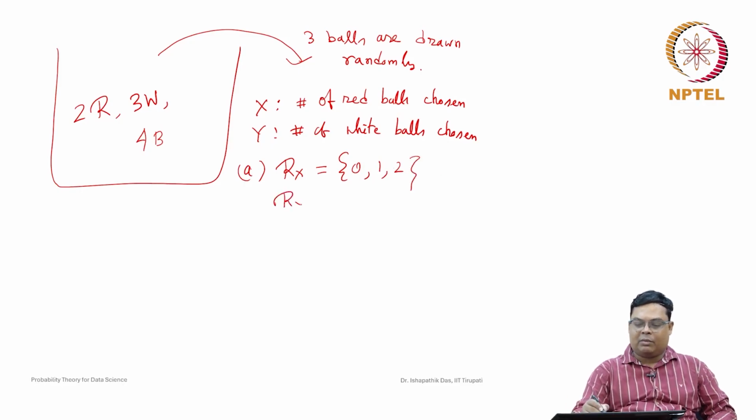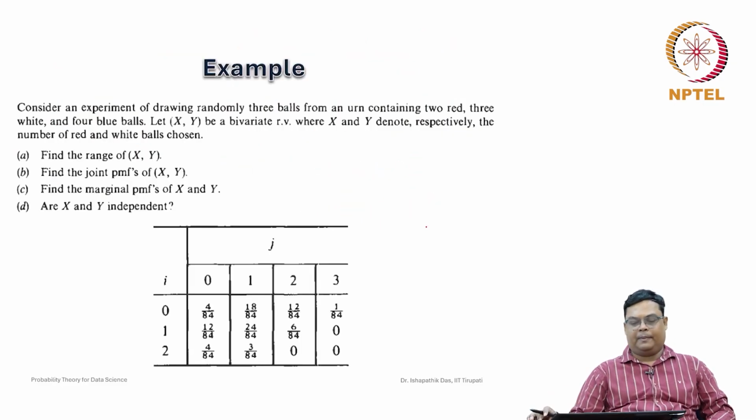Now, what will be the range of y? The range of y will be: it may be 0 white balls, because if 3 blue balls are drawn, then there will not be any white balls. 1 white ball can be possible, 2 white balls may be possible, and 3 white balls may be possible. Now, find the range of (x, y).